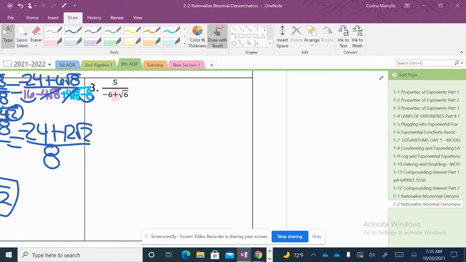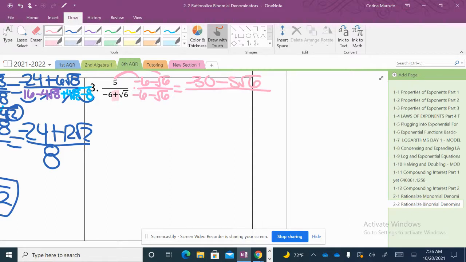This one we have 5 over the negative square root of 6 plus the square root of 6. Okay, so we're going to go ahead and multiply by the conjugate. Okay, negative 6 minus the square root of 6, and on the top, we multiply by the exact same thing. So then we're going to go ahead and distribute. 5 times negative 6 is negative 30. 5 times negative square root of 6 is going to be minus 5 and the square root of 6.